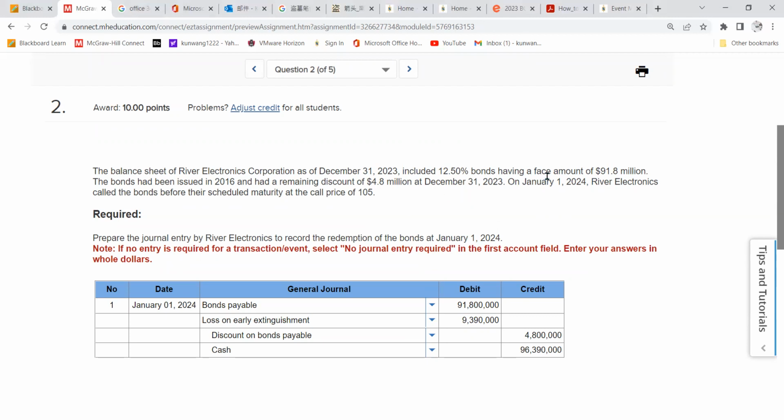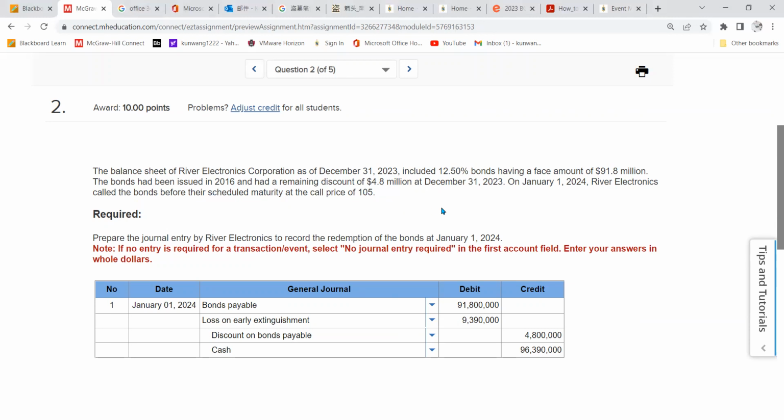In this situation, when the company called the bond back, the face value is 91.8. Be careful, that's the face value. The bond was issued in 2016, so almost 7 years and something. And we have a remaining discount of 0.8 million. They call the bond back at a calling price of 105.